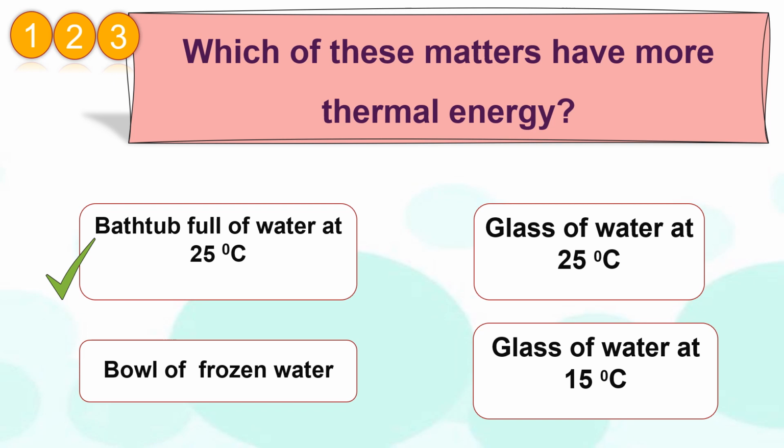Why? Because here it is 25 and 25, and the thermal energy depends on the temperature, but the temperature is the same. But the bathtub and the glass: the amount of water in the bathtub is more than in the glass.